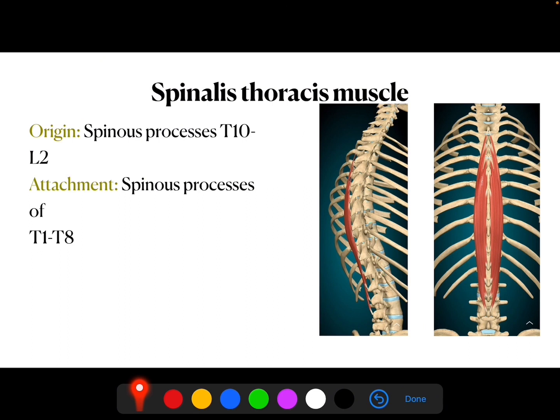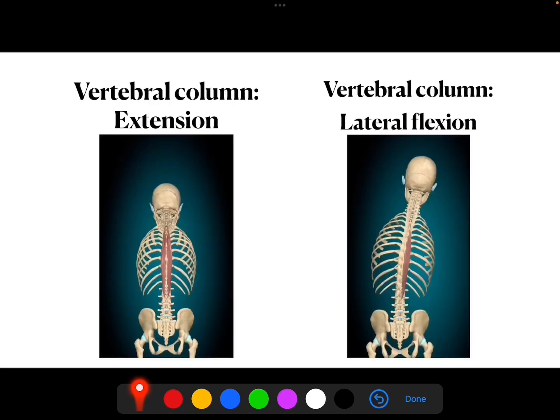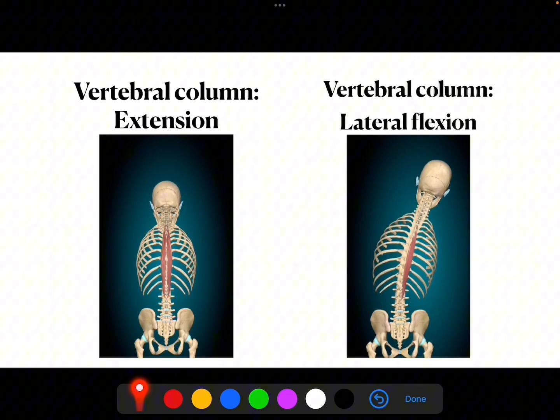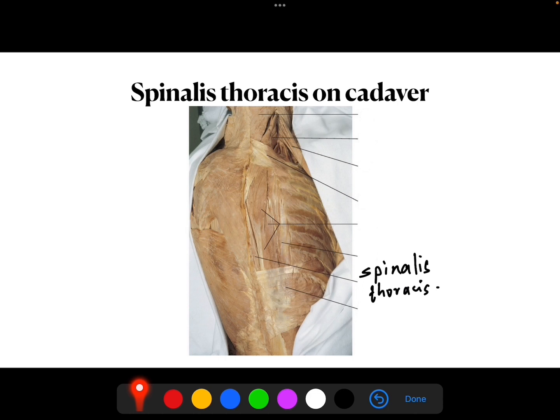Spinalis thoracis muscle. It originates at the spinous processes of T10 to L2 and attaches at the spinous processes of T1 to T8. Actions performed by this muscle: extension of vertebral column, lateral flexion of the vertebral column. This is what it looks like on the cadaver.